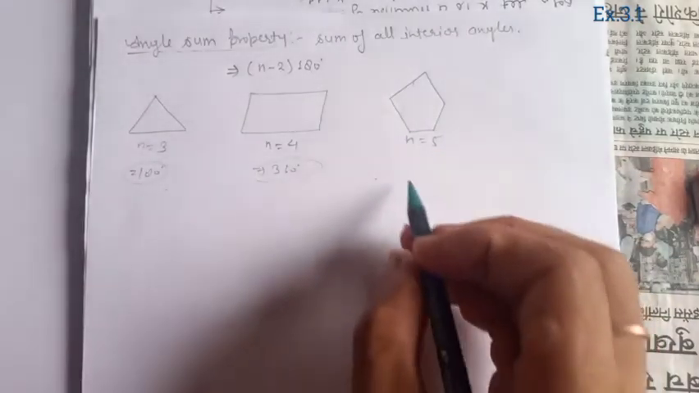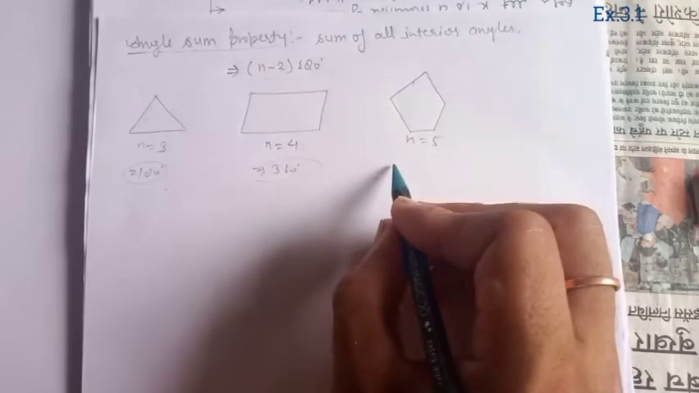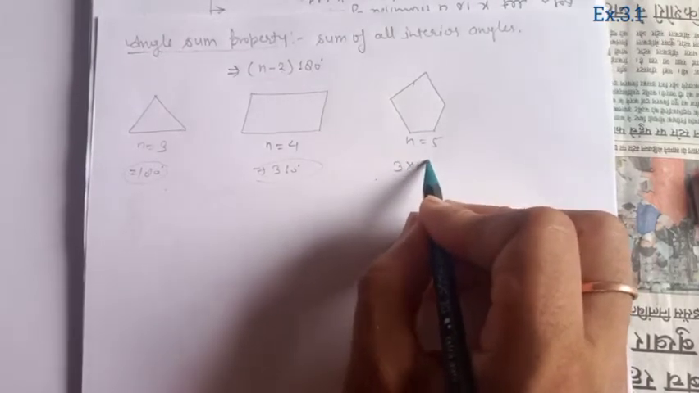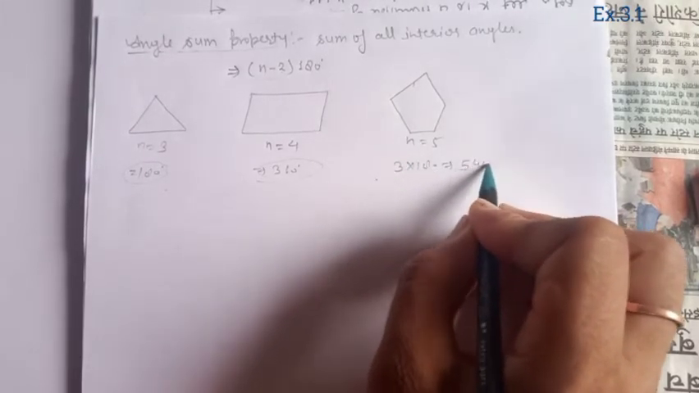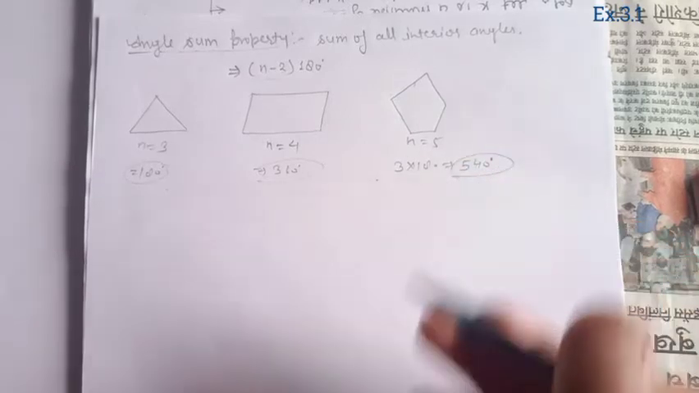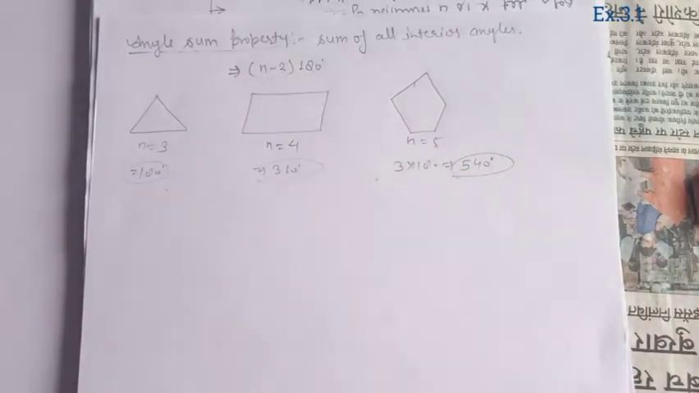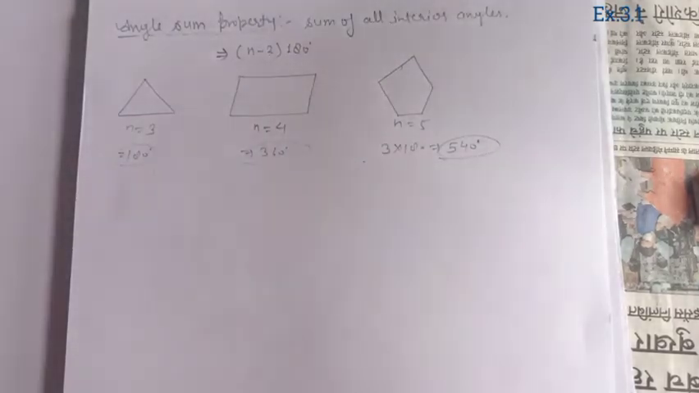And now third, pentagon. So 5 minus 2 means 3 into 180. It is 540. So the angle sum property of a pentagon is 540. Similarly students, you can find it for pentagon, hexagon, heptagon, nonagon and decagon. Okay, just replace n by the number of sides of the given polygon. Now you can check question number 3.